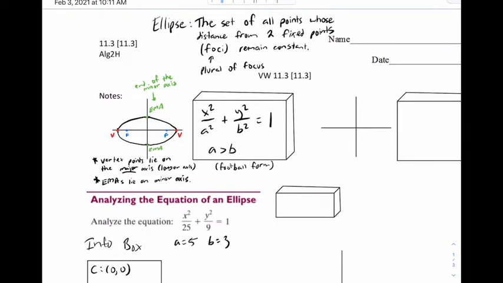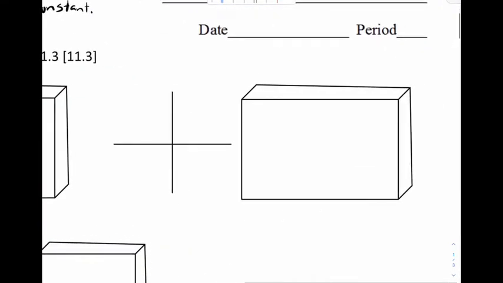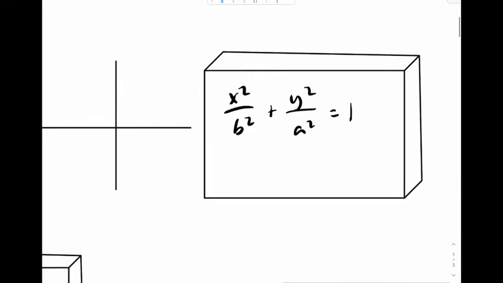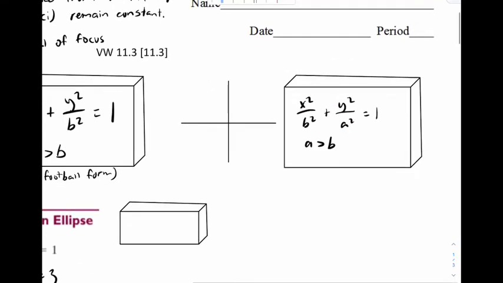Now the other version over here is going to be x squared over b squared plus y squared over a squared equals 1. Notice how it's identical, except a and b switch. The assumption is still that a is greater than b, but notice where the a is right now. If a is there, the orientation is going to flip around to something like this. Your ellipse is going to be going up like that.